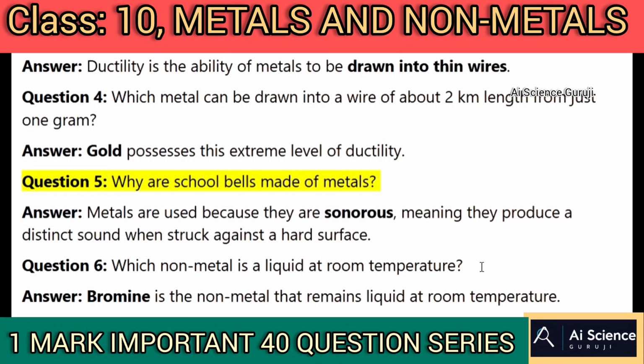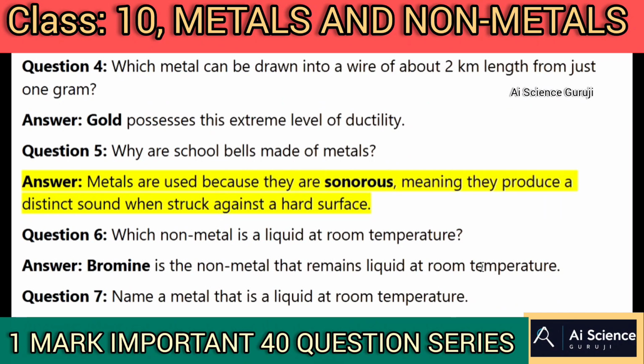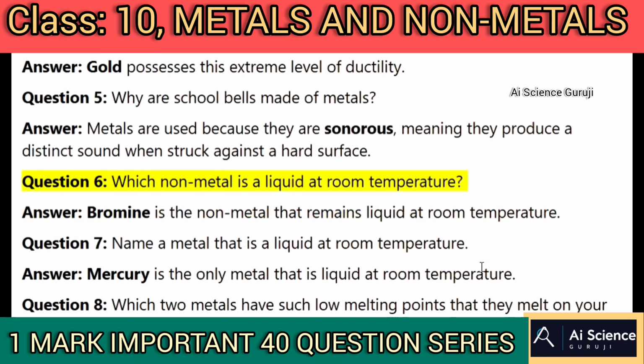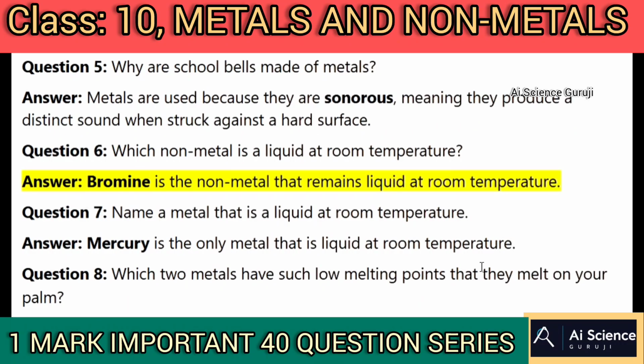Question 5. Why are school bells made of metals? Answer. Metals are used because they are sonorous, meaning they produce a distinct sound when struck against a hard surface. Question 6. Which non-metal is a liquid at room temperature? Answer. Bromine is the non-metal that remains liquid at room temperature.